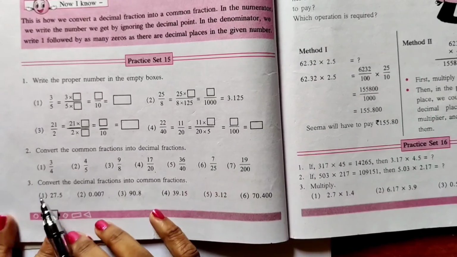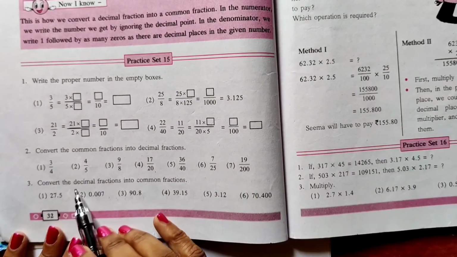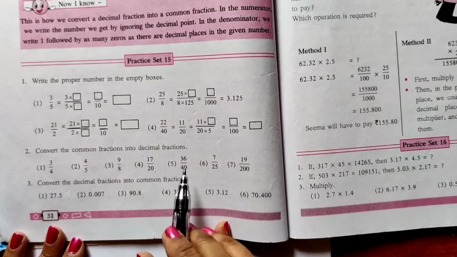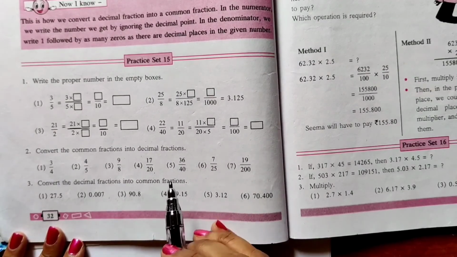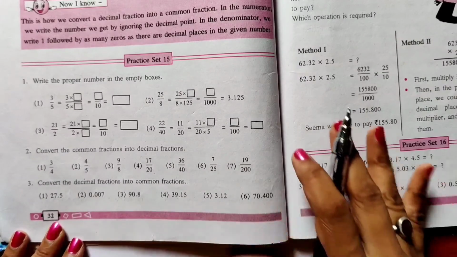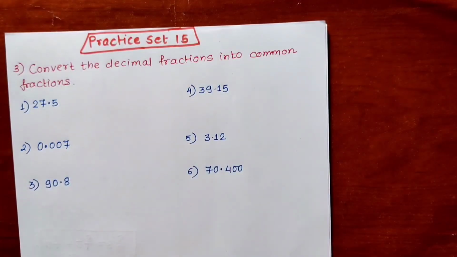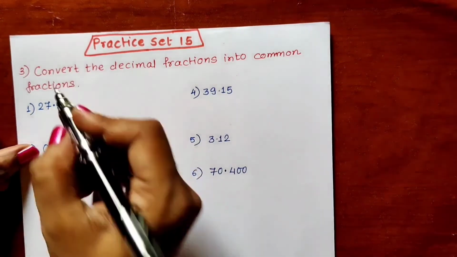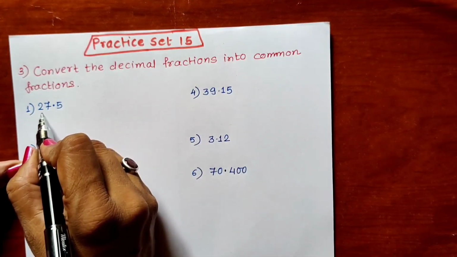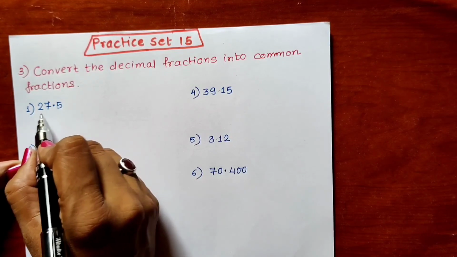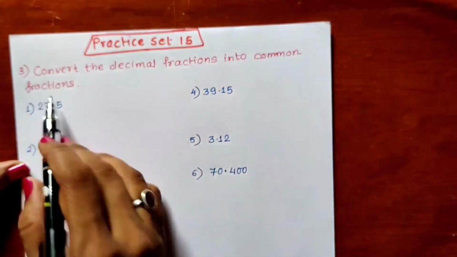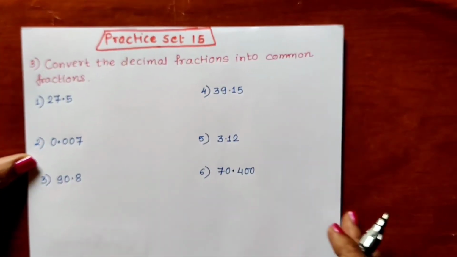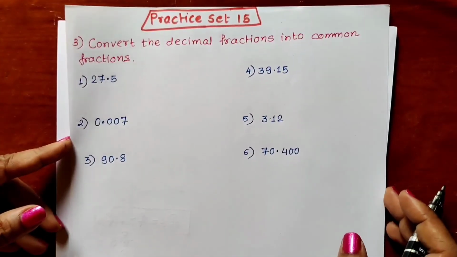Now let us solve this third question. Convert the decimal fractions into common fractions. Converting decimal fraction into common fraction is very easy, children. So let us see how to convert it. I have written the questions as it is. First number is 27.5. These numbers are in decimal fractions. We will have to convert them into common fractions. How to convert the decimal fraction numbers into common fractions? Let us see.